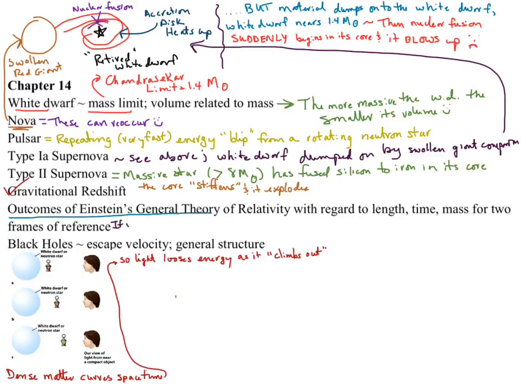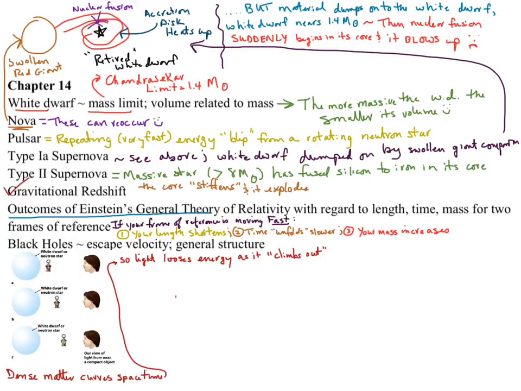Then something light. The 3 outcomes of Einstein's relativity with regard to length. Your length will become shorter. Time will unfold more slowly. And your mass will increase the faster you go. You won't notice it, but somebody who is not moving, in their frame of reference, will see that effect on you.